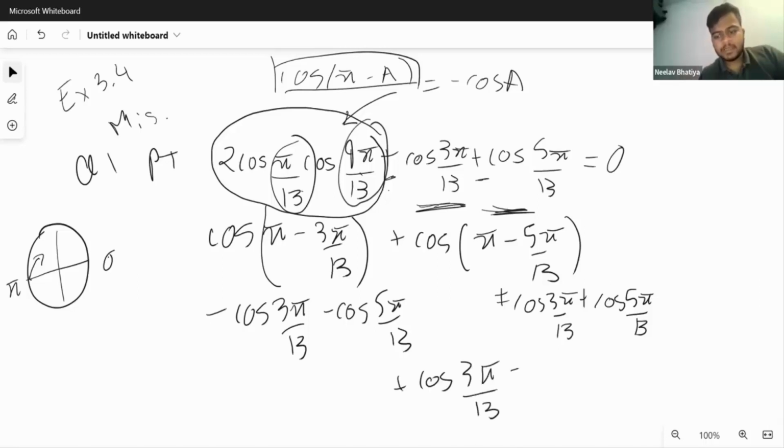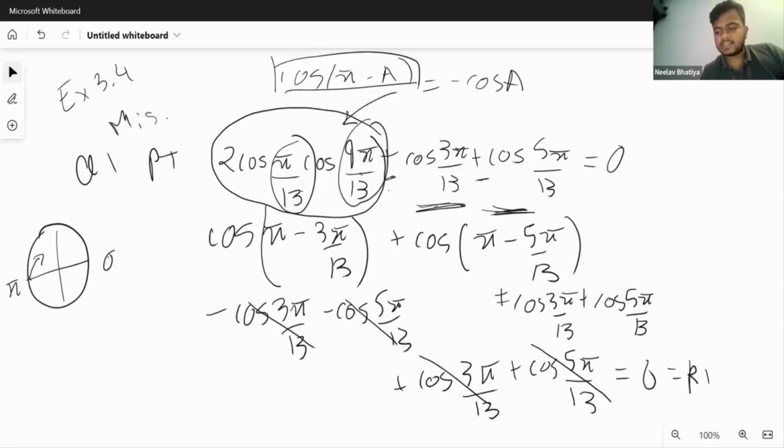3 pi by 13 plus cos 5 pi by 13. Correct. I've written these two terms as is. Now this cancels, sorry. This cancels with this, this cancels with this, equates to 0. That is our RHS, and the question is solved. That makes sense.